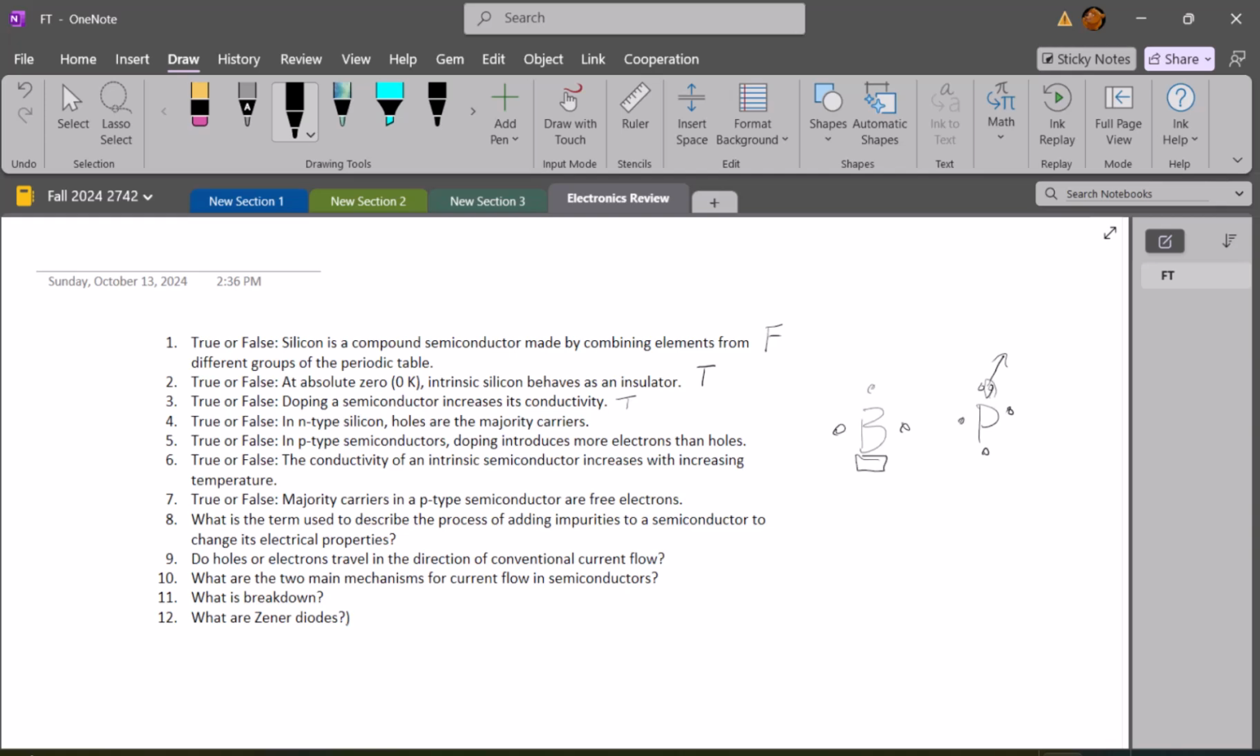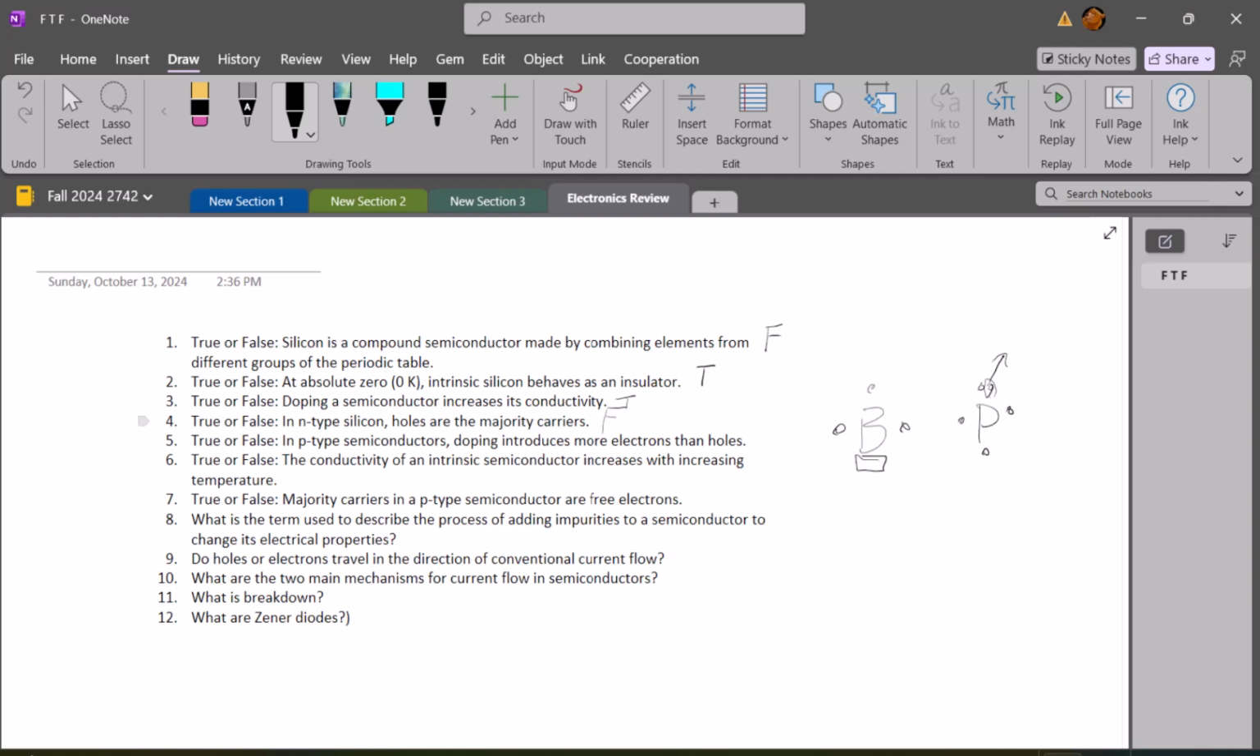Okay, true or false? In N-type silicon, holes are the majority carriers. So I remember, aren't holes positive? Holes are positive, yes. So I'd say no. Yeah, that's right, and that was the right reasoning too. Holes are positive, and the N is negative, so they are not the majority carriers.